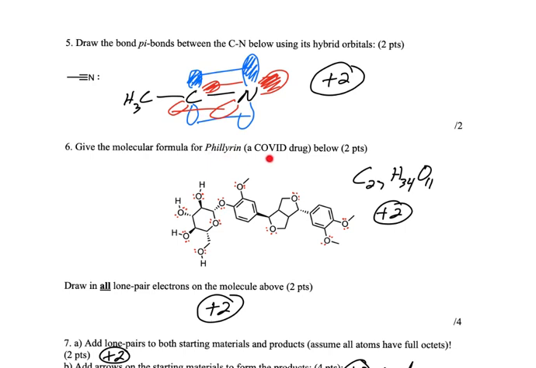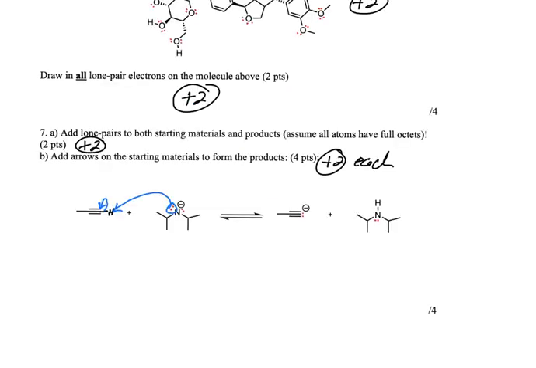Molecular formula for filarin, a COVID drug: just count the number of carbons, hydrogens, and oxygens, and then make sure you add all the lone pairs in, on all these oxygens as well. The biggest hard part here is finding all those hidden hydrogens. So let's practice finding those hidden hydrogens.